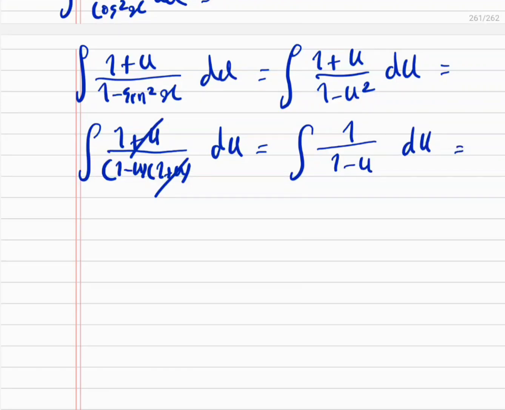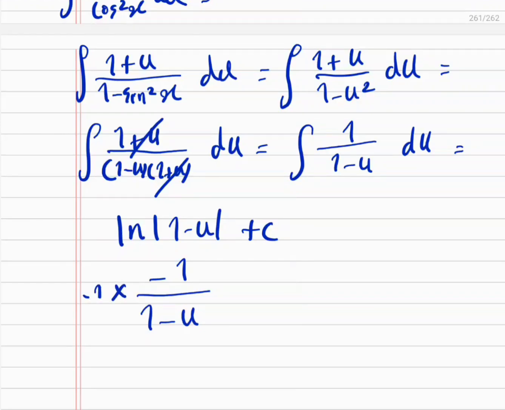Now this is something that we can use ln for in this case. So my guess is ln of (1 minus u). Now let's differentiate this, which is minus 1 over (1 minus u). So that means we are missing a minus 1, so that they cancel, and then we get positive. Therefore minus ln(1 minus u) plus c is the final answer.